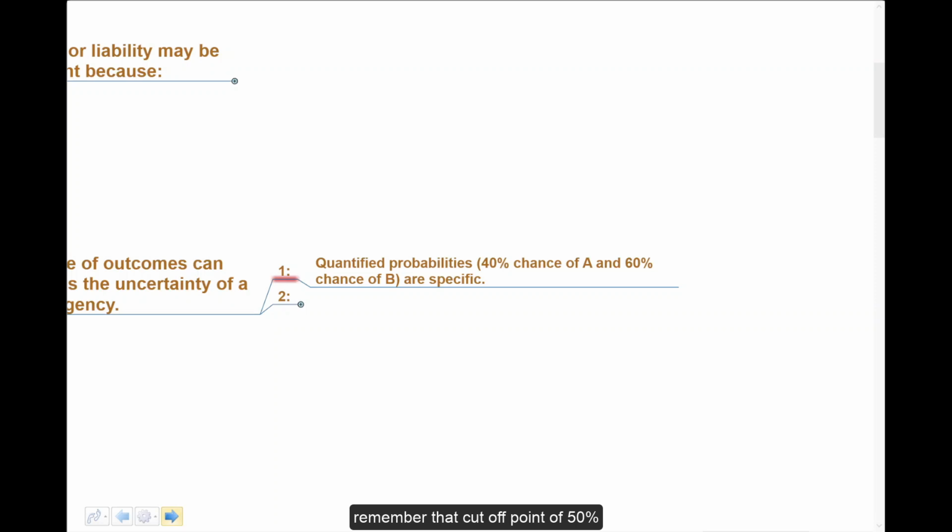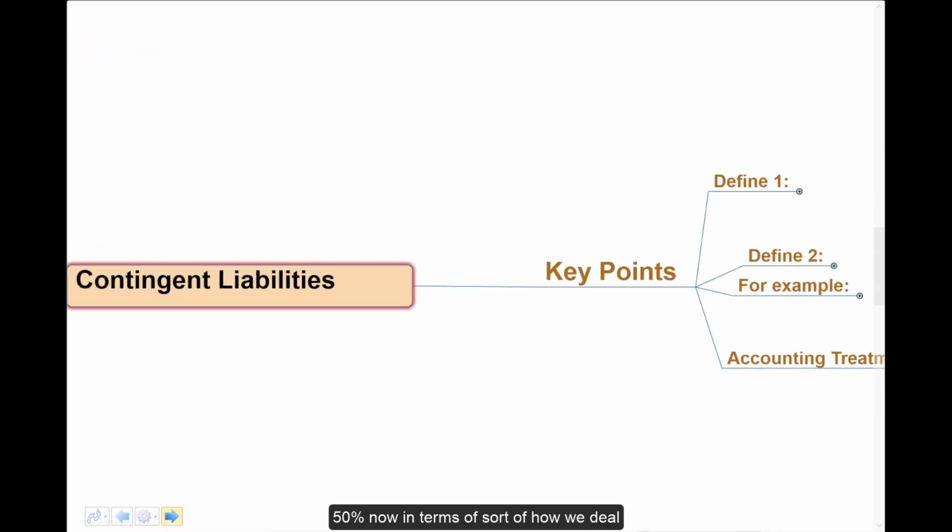So remember that cutoff point of 50%. Outside of that, in terms of general descriptions, using information such as, I'm talking about the examiner, for example, probable or remote, that gives us an idea of the level of uncertainty. If the examiner says absolutely remote, we know it's completely unlikely. If he says probable, it's more than 50%. Now, in terms of how we deal with these areas, let's look specifically at contingent liabilities first.